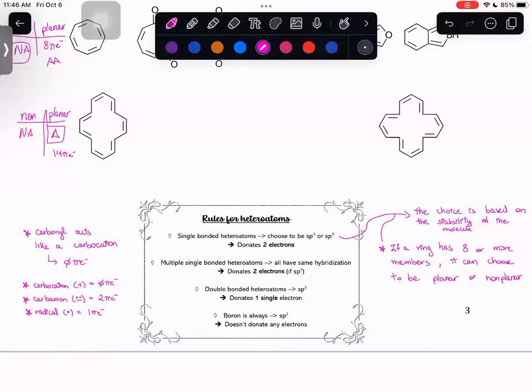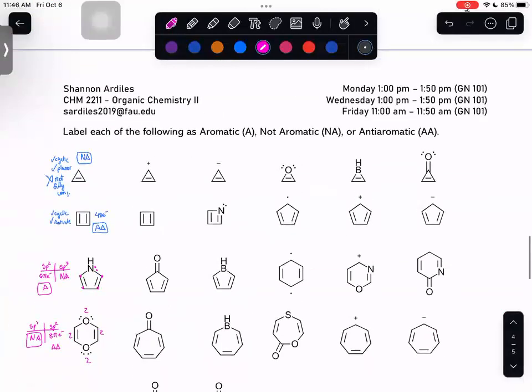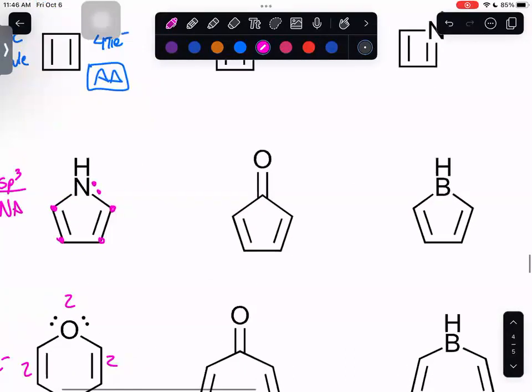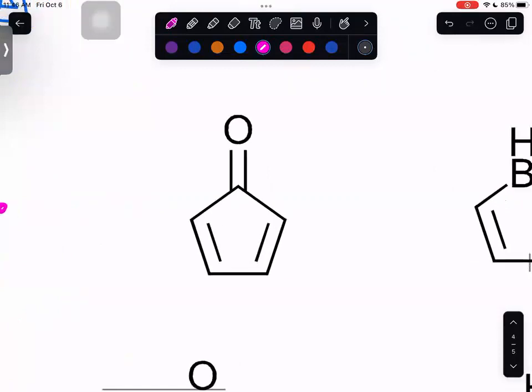Are you ready to do some more practice problems? Let's jump right into this one. This molecule, is it cyclic? Yes. Is it planar? Yes. Is it fully conjugated? Yes.